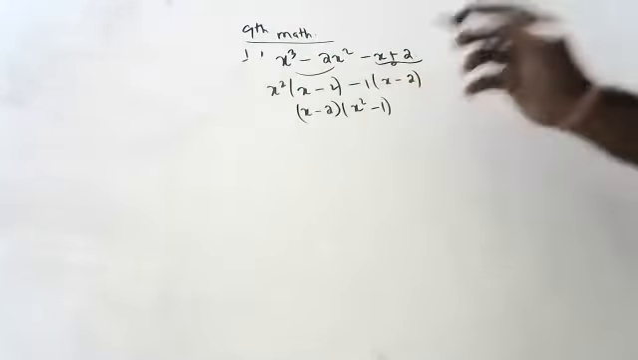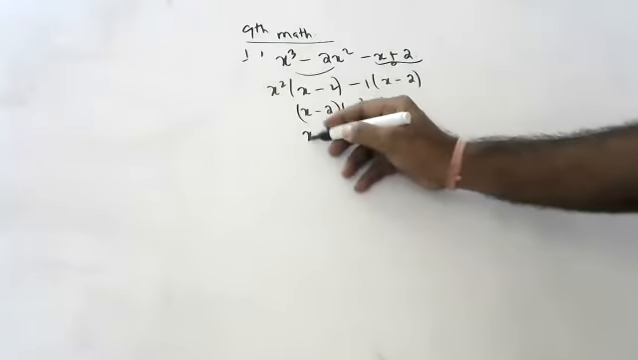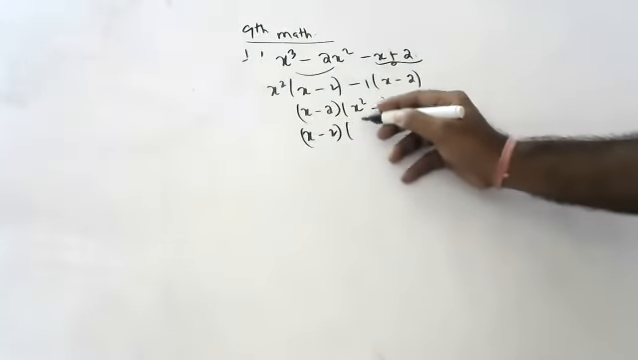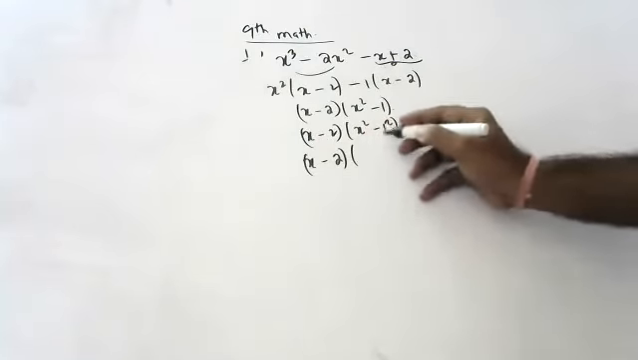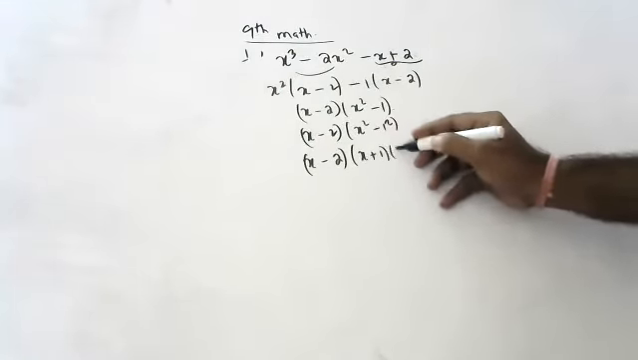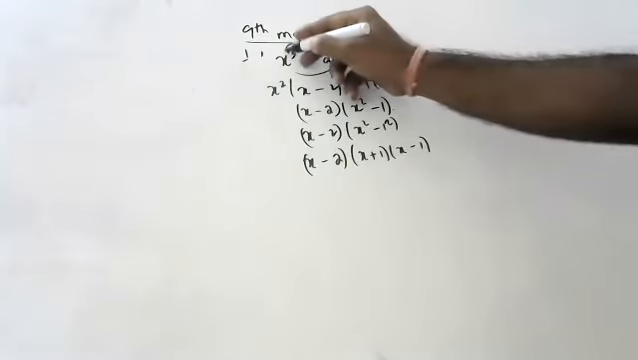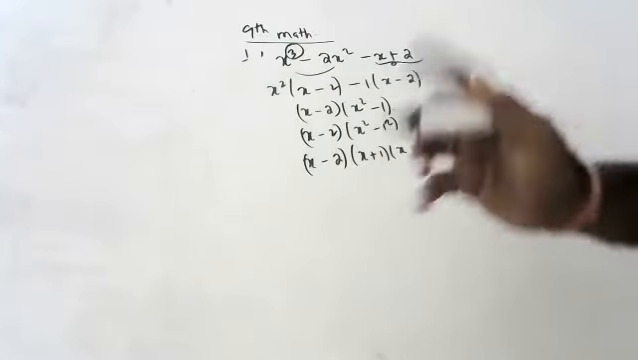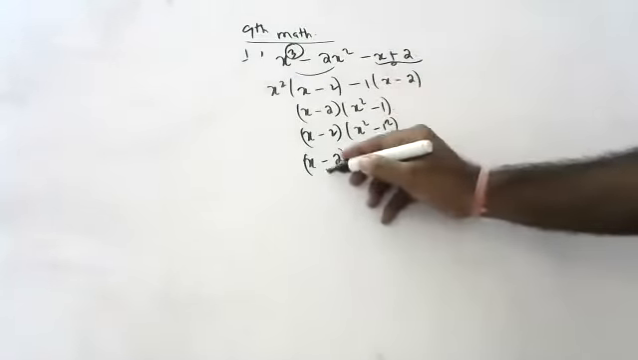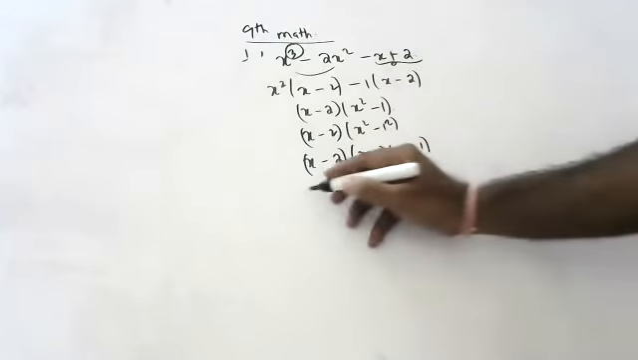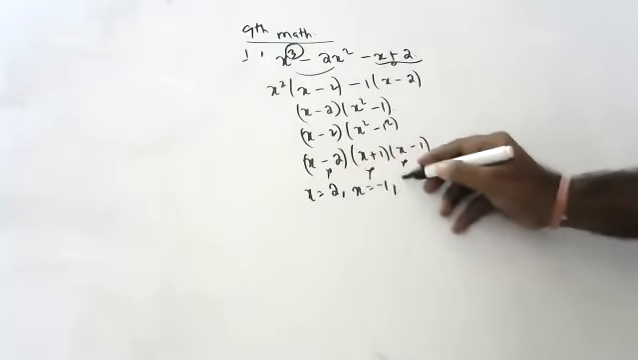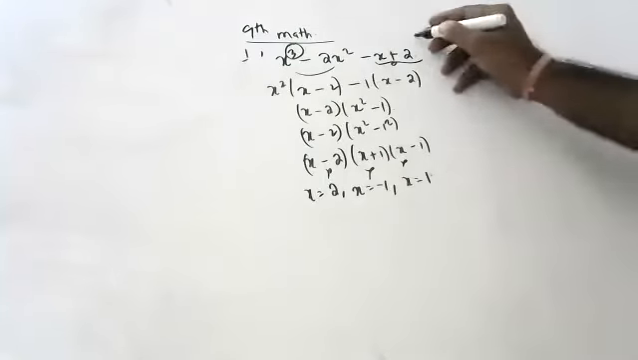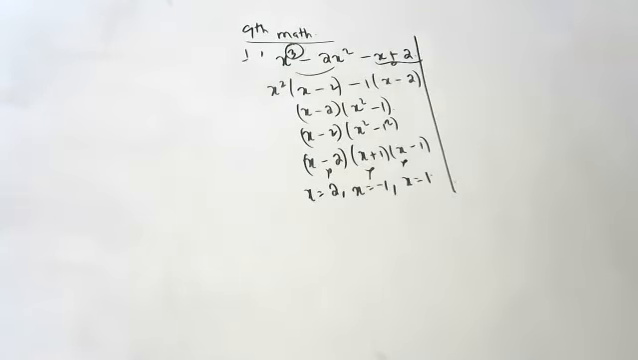If I take x minus 2 common, what is left? x square minus 1. So x minus 2 into x square minus 1, we can write x square minus 1 square as x plus 1 into x minus 1. Because the highest power is 3, compulsorily 3 factors should come. 1, 2, 3, factors I got: x minus 2, x minus 1, x plus 1. This is how you have to find the factorization.